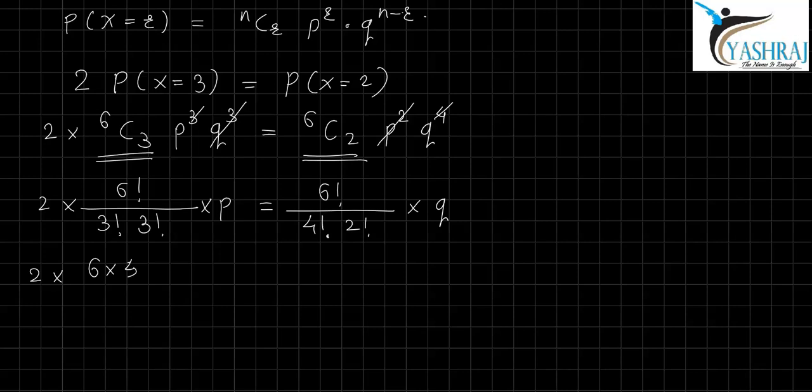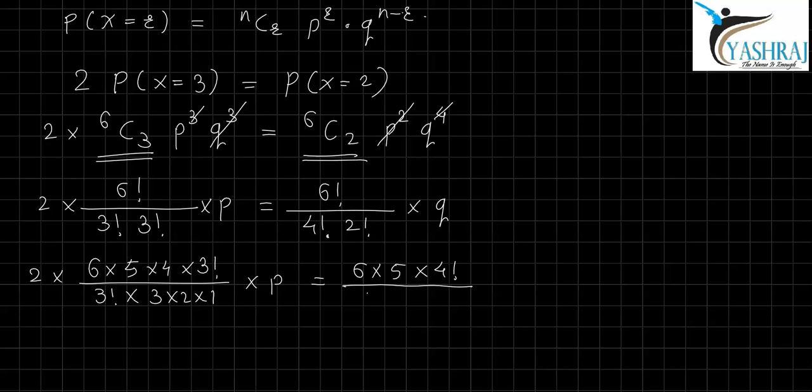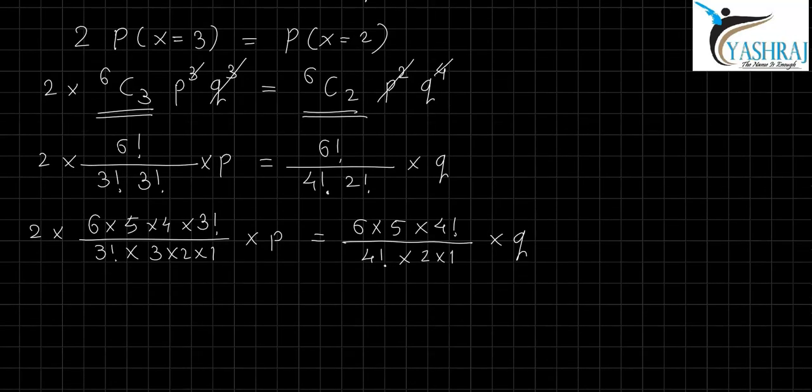We might get 6 into 5 into 4 into 3 factorial divided by 3 factorial into 3 factorial becomes 3 into 2 into 1 into p as it is. Now try to convert this 6 factorial in terms of 4 factorial. We might get 6 into 5 into 4 factorial divided by 4 factorial into 2 factorial as 2 into 1 into q as it is. Now 3 factorial gets cancelled, 2 gets cancelled, 3 ones are 3, 3 twos are 6.